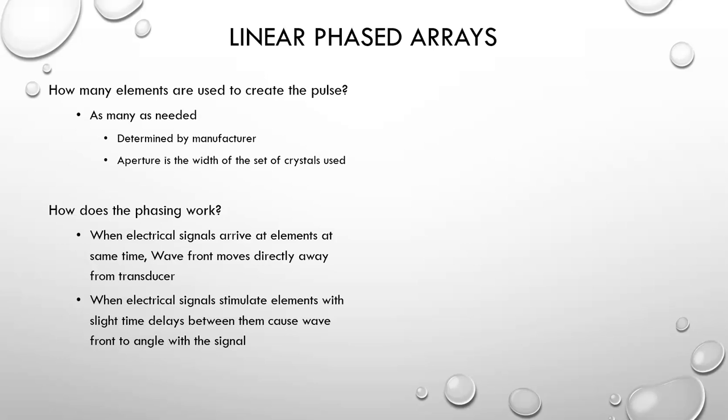So how many elements are utilized to create the pulse? Well, that's as many as needed. This is determined by the manufacturer, and the number of elements utilized to create the pulse forms the aperture, or the width of the crystal used. How does phasing work? When electrical signals arrive at the elements at the same time, the wavefront would move directly away from the transducer. When electrical signals stimulate elements with a slight time delay between them, the wave will move at an angle to the transducer. So let's look at some of this.